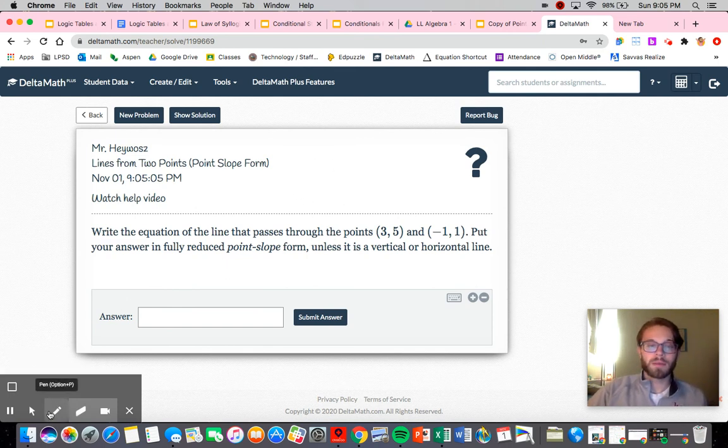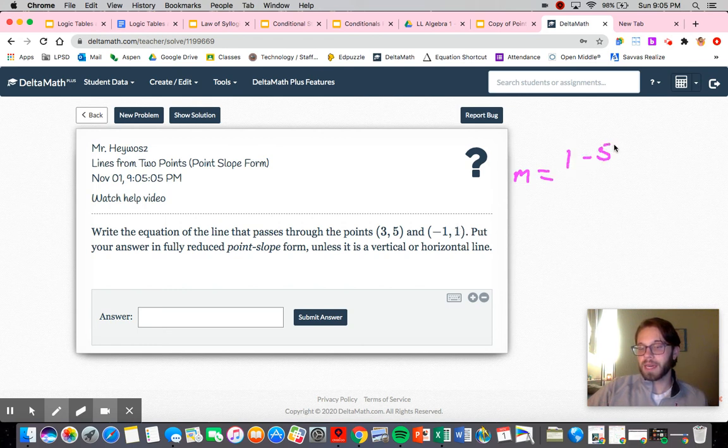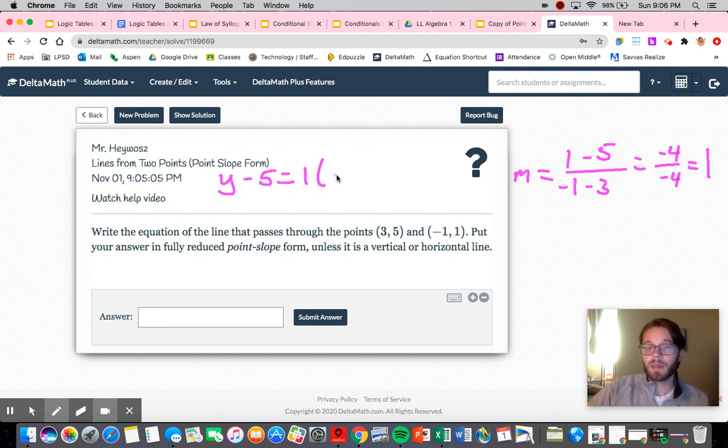So once again, let's look at what we're doing. We need to find the slope. I'm going to do 1 minus 5. Again, doesn't matter. I just have to be consistent. -1 minus 3. So I get -4 over -4, which is equal to 1. Well, that's a lovely slope. So then we're just going to plug in points. y minus 5 is equal to 1 times x minus 3.